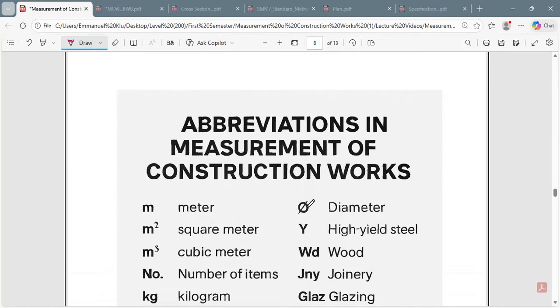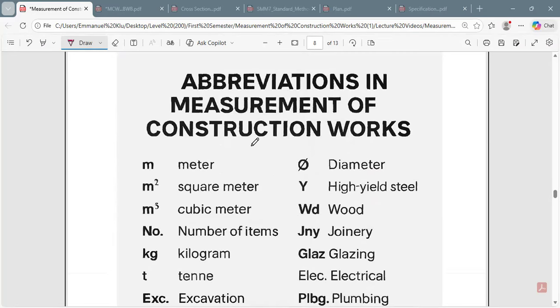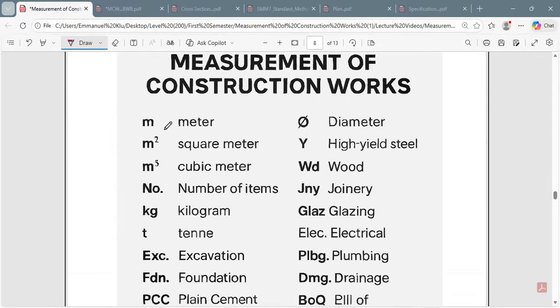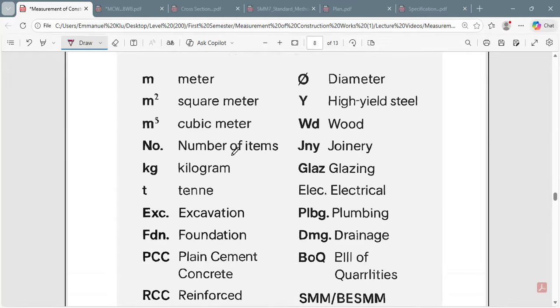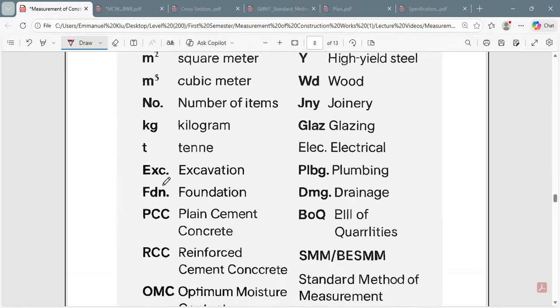Basically, these are some abbreviations in measurement of construction work. You can see the meter over here, meter squared. These are some abbreviations we are going to be using, so once you see them, you should know their names. I'll be using some of these more often.